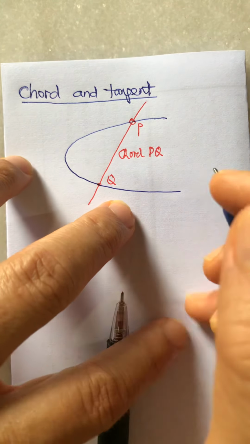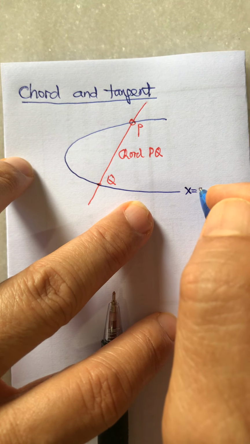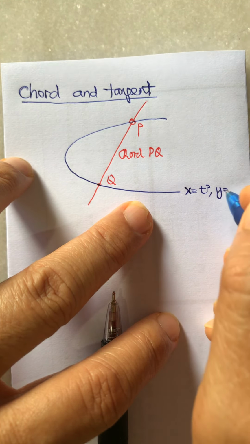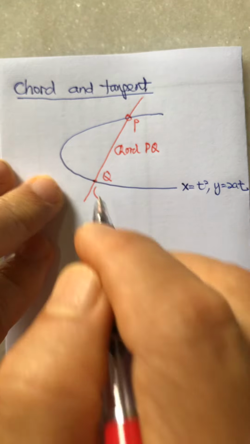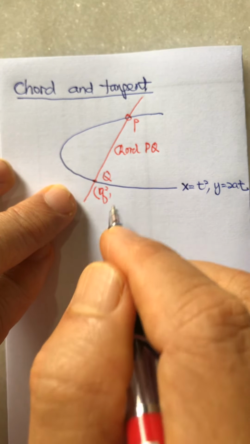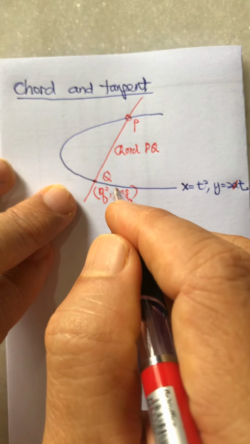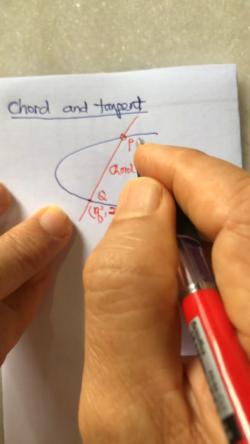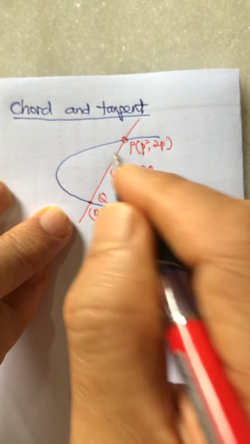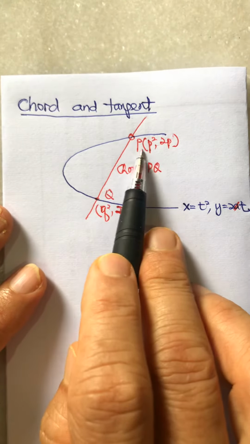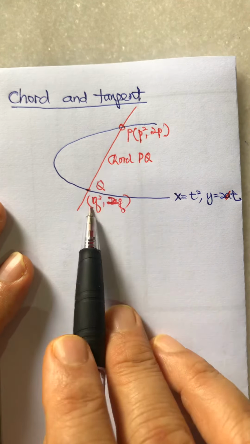So let's say the parametric equation is x equal to t square, y equal to 2t, easier like that. That means this point has parameter q, so it's q square, 2q. And then this point will be p square, 2p. This is the parametric coordinate, the parametric equation of the curve. So that means we have 2 points and this is called the chord PQ.